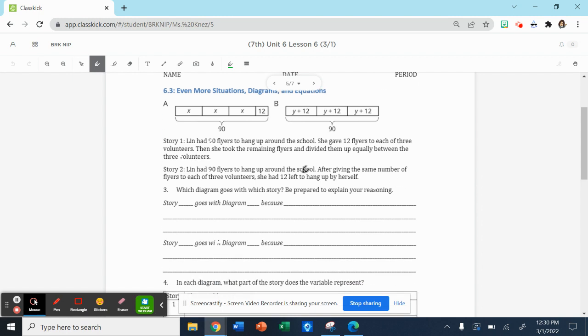6.3, even more situations, diagrams, and equations. Story 1. Lynn had 90 flyers to hang up around the school. She gave 12 flyers each to 3 volunteers. Then she took the remaining flyers and she divided them up equally between the volunteers. Story 2. Lynn had 90 flyers to hang up around the school. After giving the same number of flyers to each of the 3 volunteers, she had 12 left to hang up by herself. I want you to start and pause this video and underline the key information in the story.